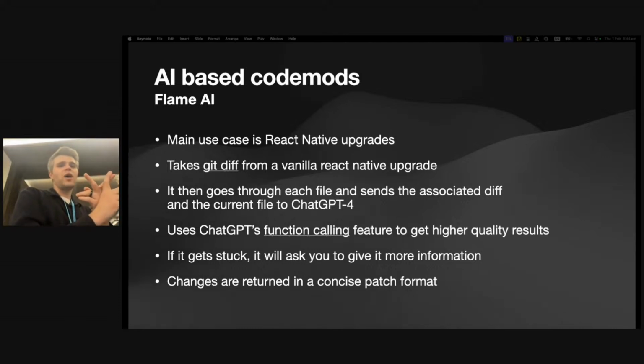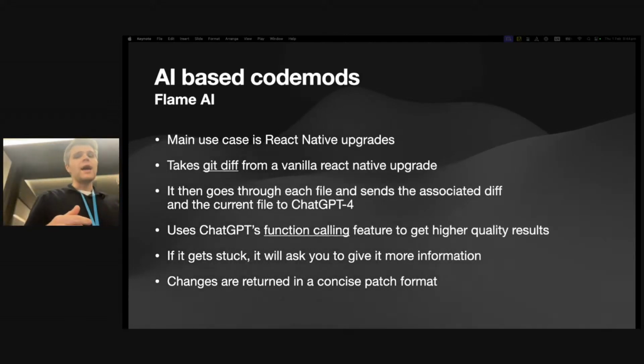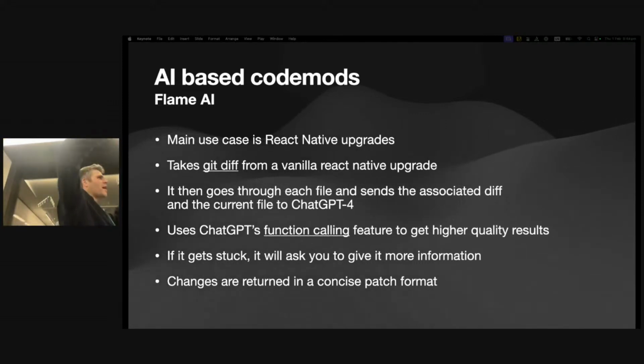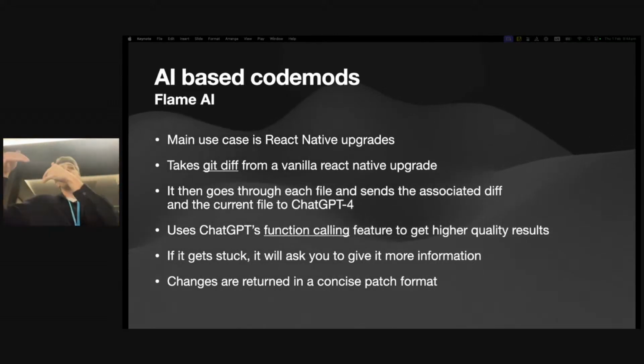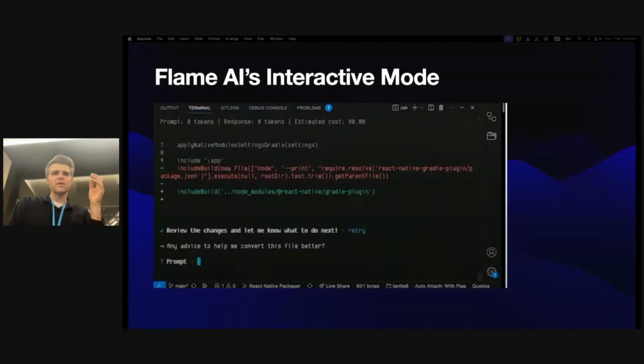So they use function calling to get higher quality results. And then if it gets stuck, it does interactive. It asks you for help. And then changes are returned in this patch format. So you have to sort of pay for how big your response is and all these things. And so they use this really concise format to get the data back. And the function calling helps them define what the format is to get the data back. So let me go into this a little bit more.